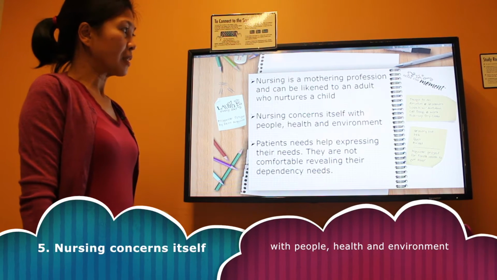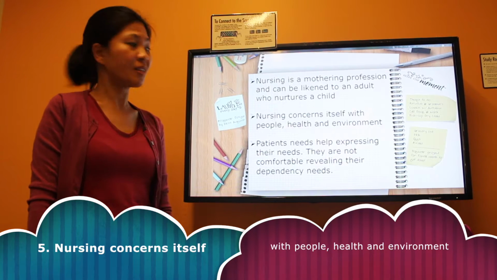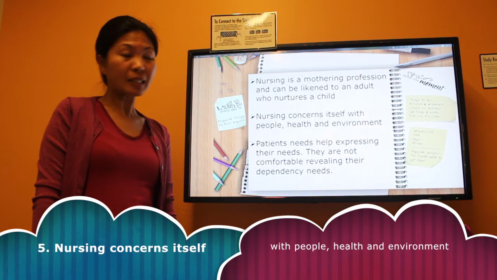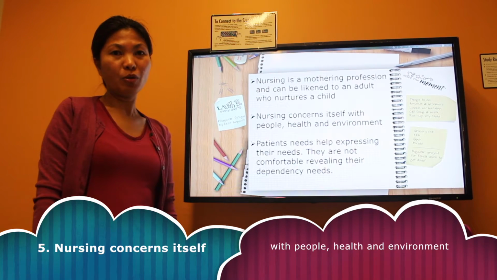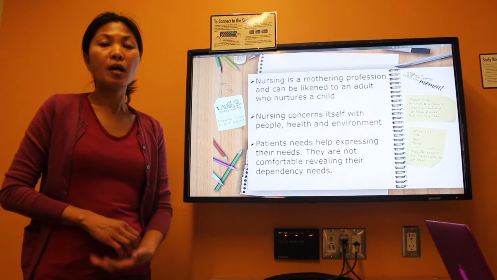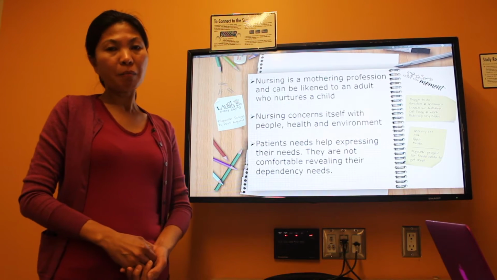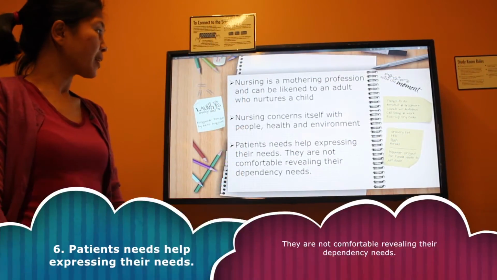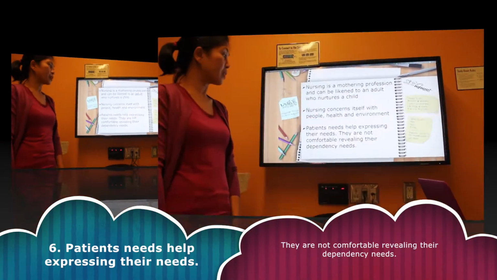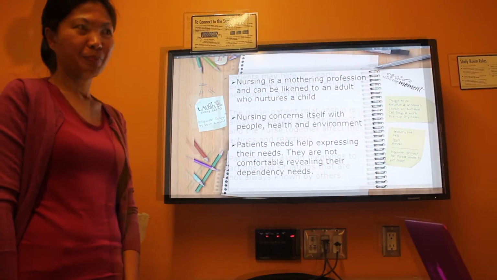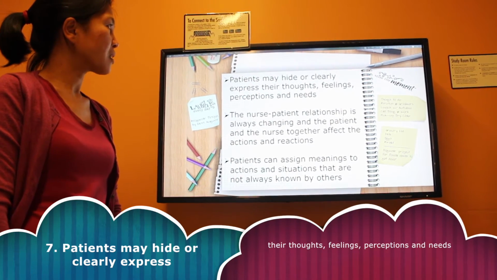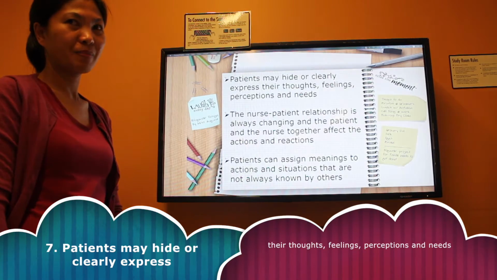Nursing concerns itself with people, health, and environment. This is very important because we are dealing with the lives of our clients, the health of our clients, and the environment. These three factors are what we need to give exquisite, proper nursing care. Next, patients need help expressing their needs. They are not comfortable revealing their dependency needs. Patients may hide or clearly express their thoughts, feelings, perceptions, and needs.